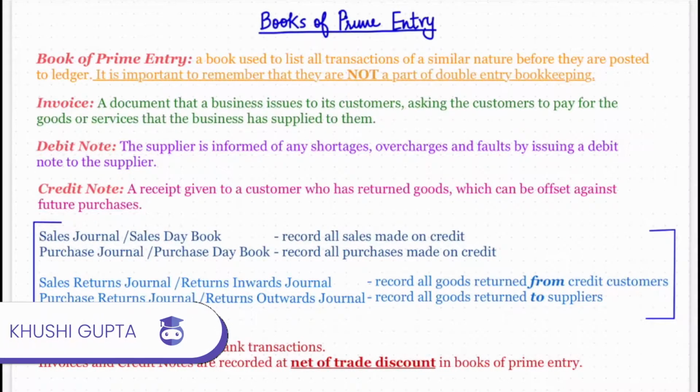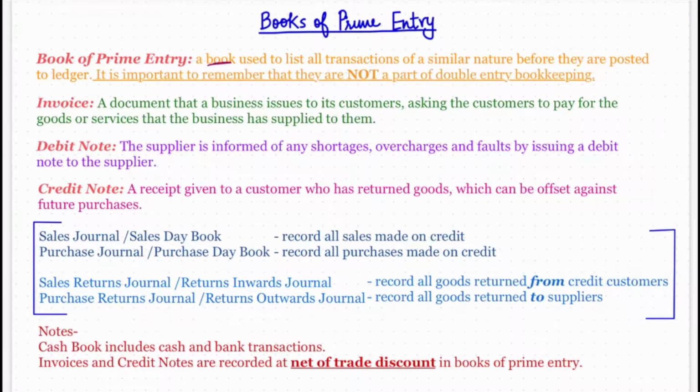Chapter 3, Books of Prime Entry. Now what is this Books of Prime Entry? It is a book used to list all the transactions of a similar nature before they are posted to the ledger. And one important thing to remember is that they are not a part of the double entry bookkeeping. You will see later on in this chapter what the various books of prime entry are.